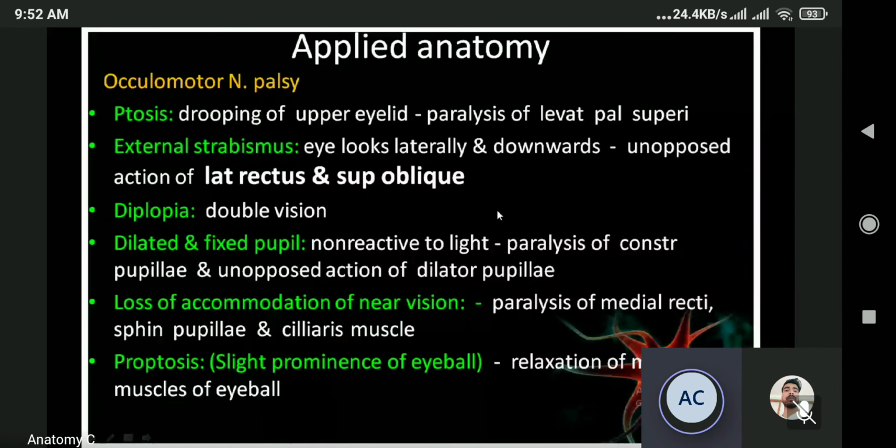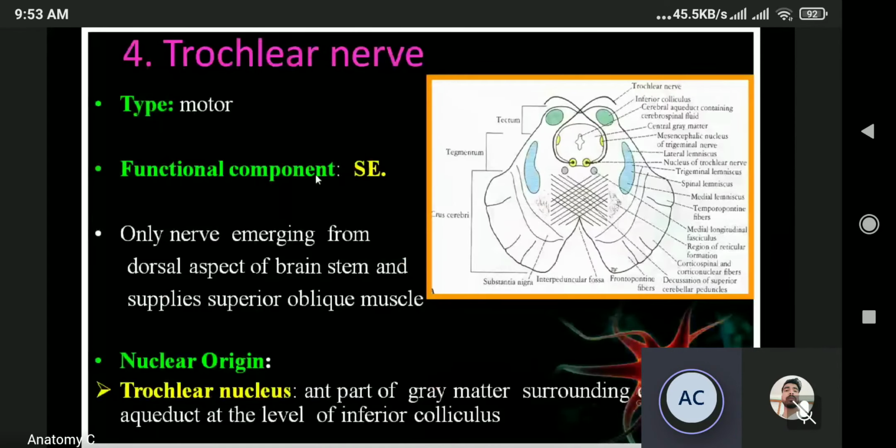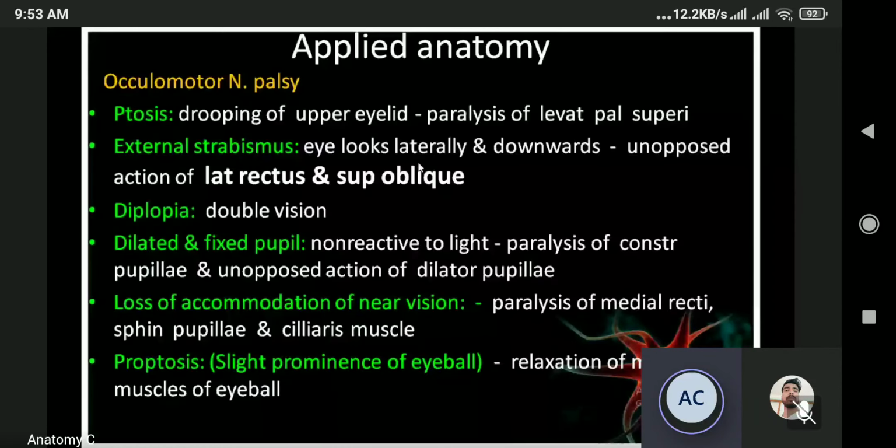Lateral and downward. Now, why will the eye or the pupil move to the lateral side? Because the medial rectus is paralyzed, and the medial rectus is supplied by the oculomotor nerve. So the medial rectus will be paralyzed, and the lateral rectus, which is present on the lateral side, will pull the eye laterally. So the eye will look lateral.